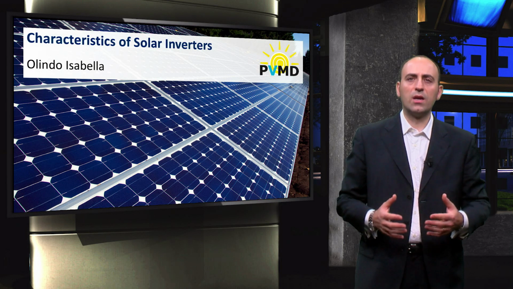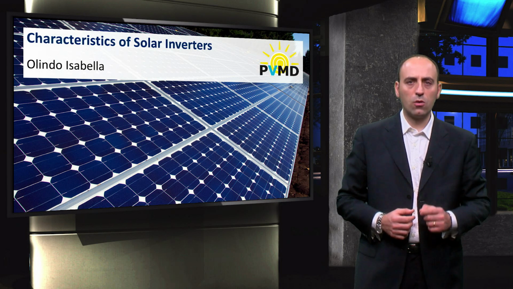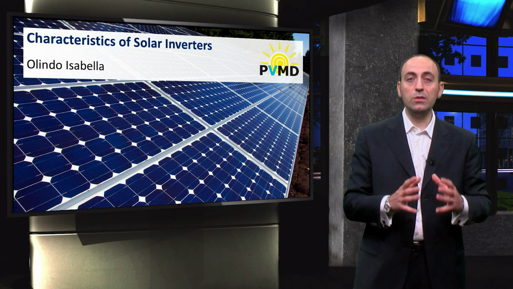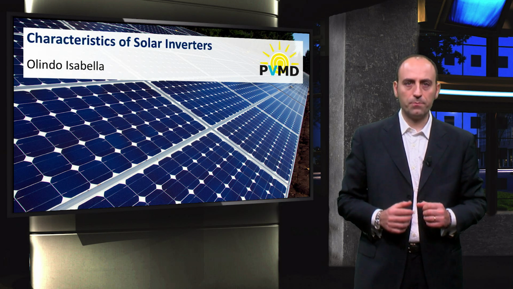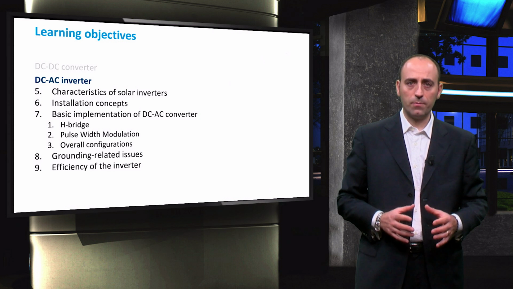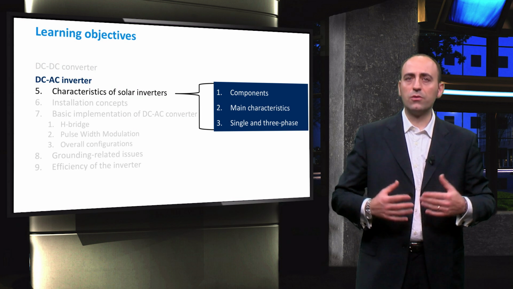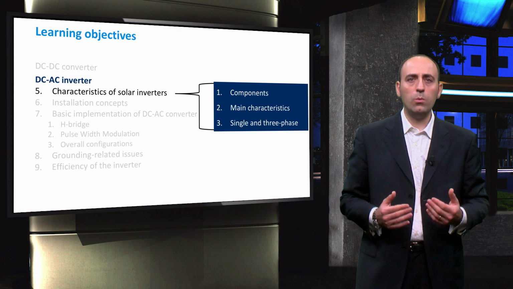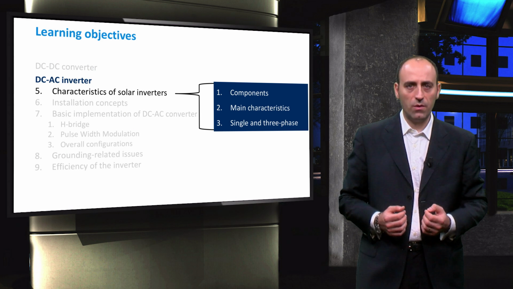In this video, we start the second part of the electrical conversion chapter that is about DC to AC inverters. This second half is subdivided as follows. In this video, after an introduction on solar inverters, we will see the main characteristics of this device.